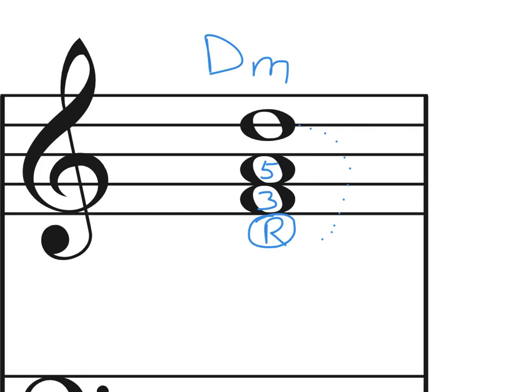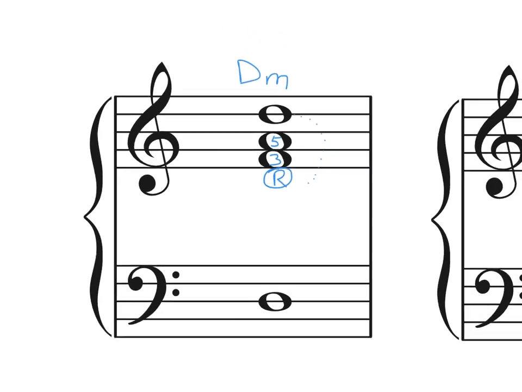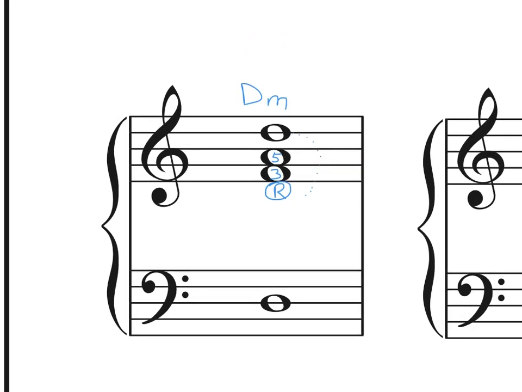Now, all I need to do is have a look at what the bass hand, the left hand, is doing, to know what I put after my slash. Well, I can see that I have a D in the left hand. So I don't really need to put a slash here, because it would be redundant to say D minor over D. D minor over D is just like saying D minor. It's redundant to say that.